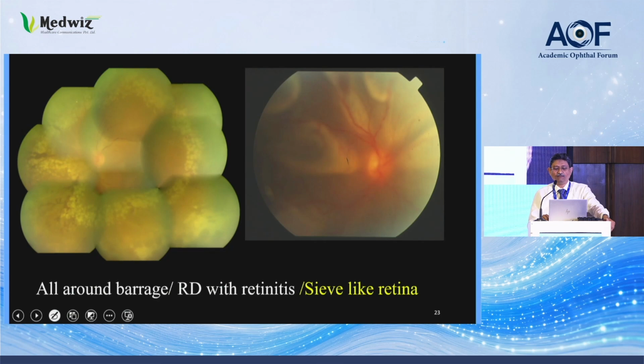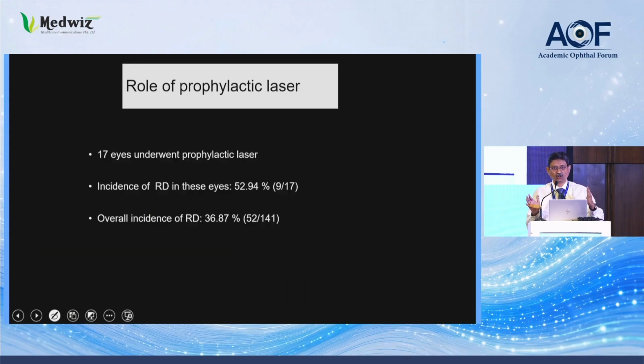In the clinical scenario, there was a common belief that if you have a necrotic area, you can do a barrage laser all around to prevent retinal detachment. But these are very sieve-like retinas, and they are prone to develop retinal detachment. In fact, a short pilot study has shown very clearly that even by doing this prophylactic laser, you are increasing the probability of retinal detachment. So we are rethinking whether we should do prophylactic laser treatment for this.